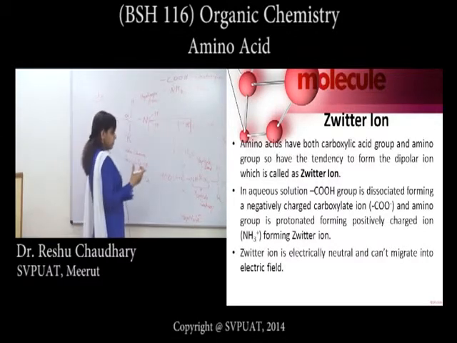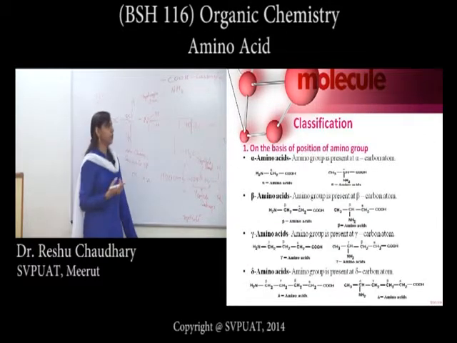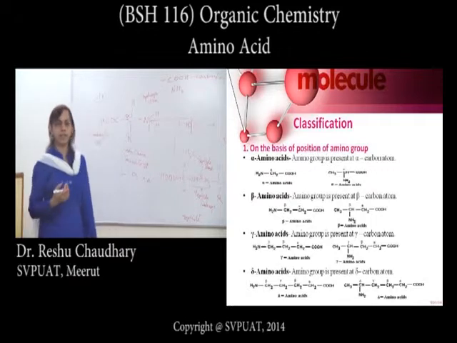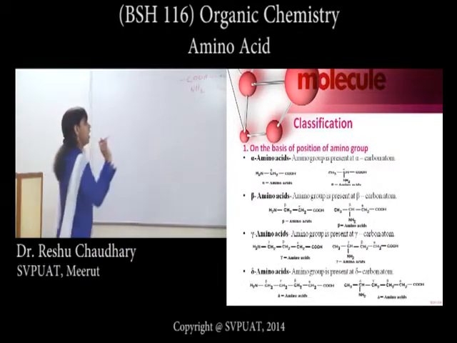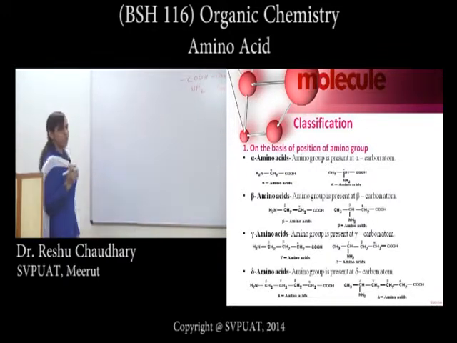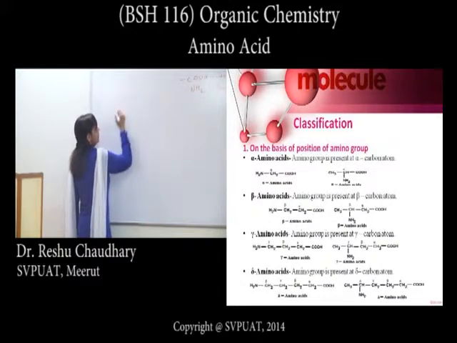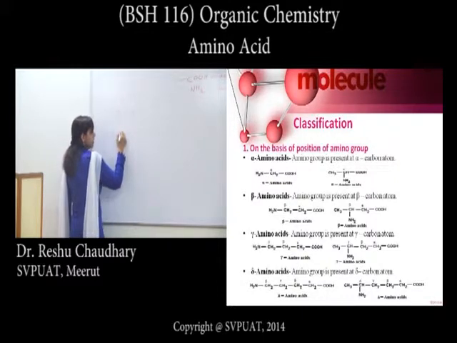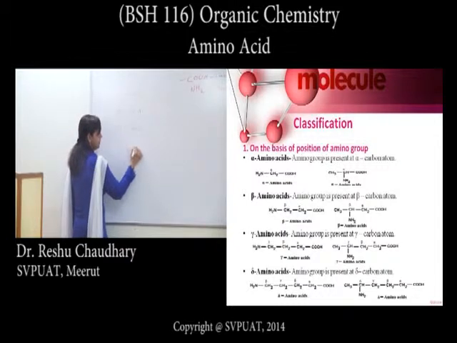Now comes the classification of amino acids. There are different bases by which we can classify the amino acids. On the basis of the presence of the amino group at alpha carbon, beta carbon, gamma or delta carbon, they can be classified into different classes: alpha amino acids, beta amino acids, gamma amino acids and delta amino acids.